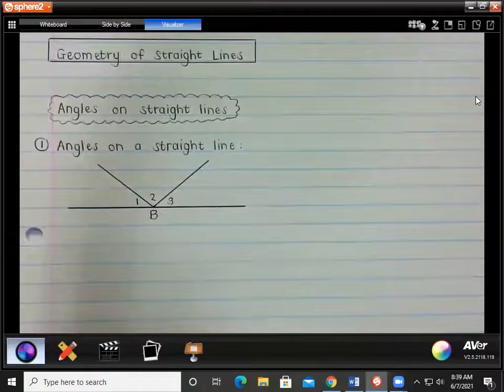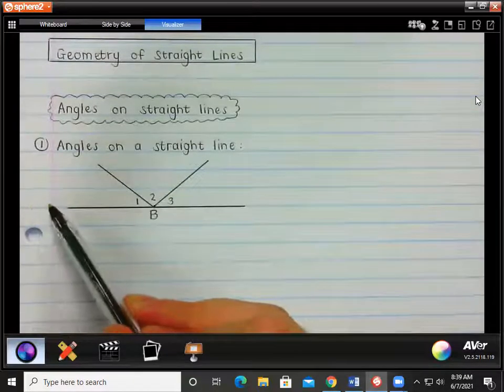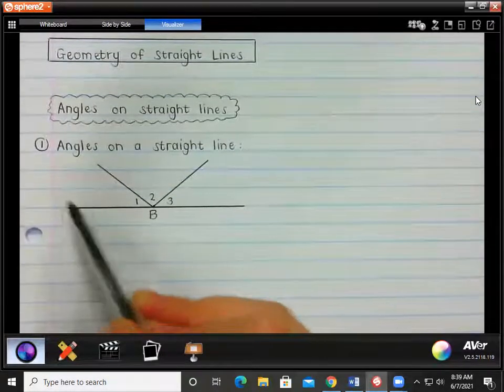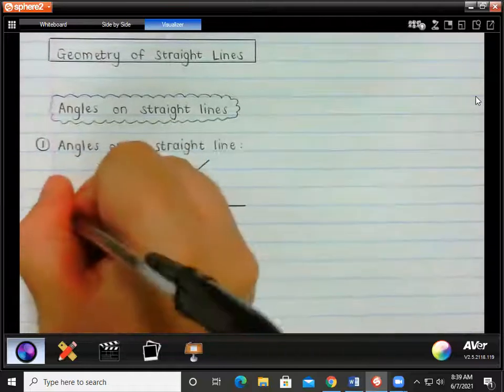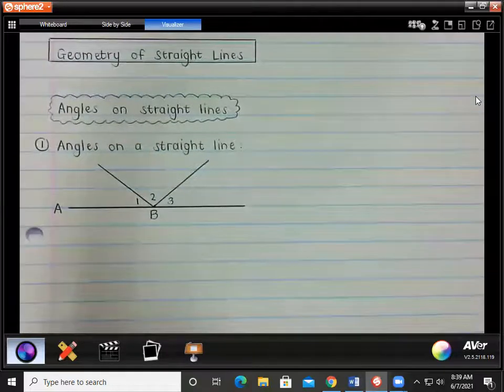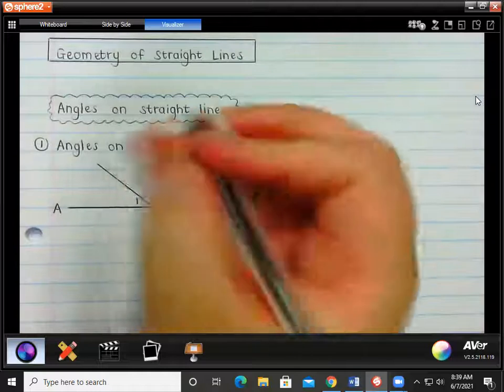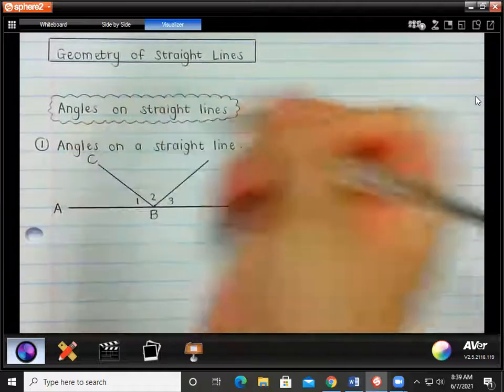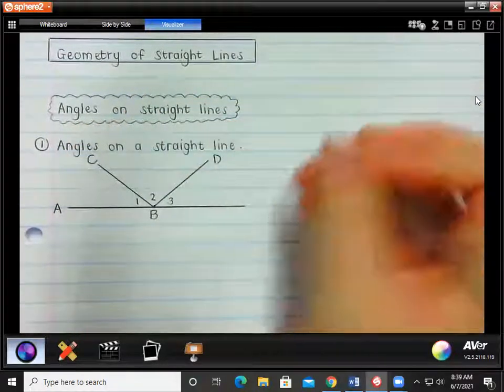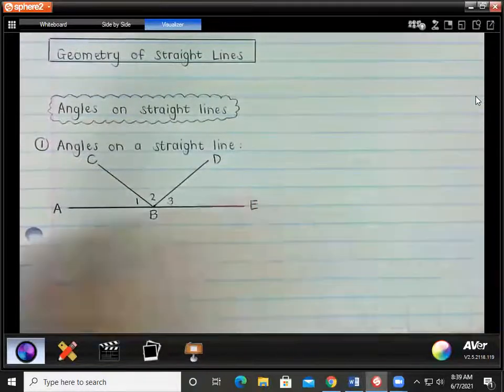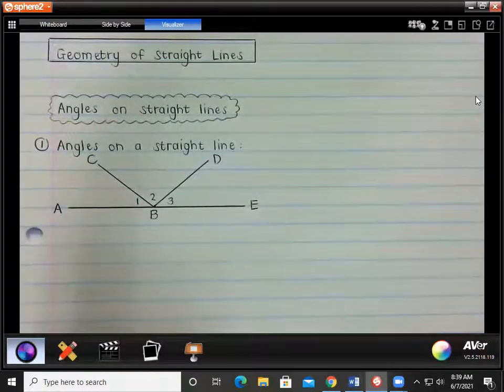All right, but I also want us just to label this end of this line with an A. That end over there, we're going to call C and D and then E, because I do want us to practice naming our angles. That's going to be very important going forward.